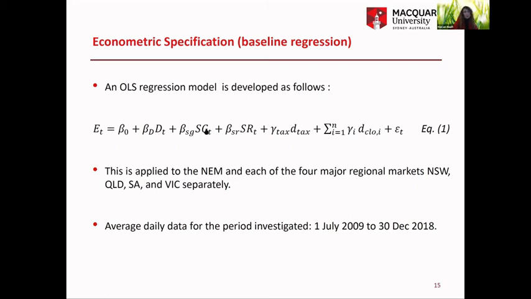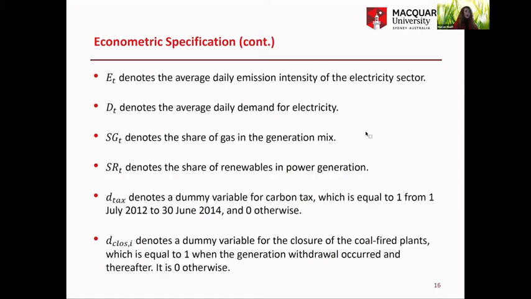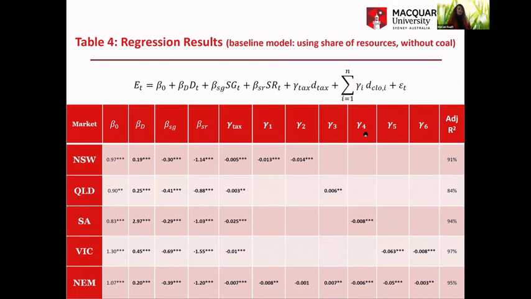We considered the share of gas, the share of renewables, and a dummy variable to capture the impact of the carbon tax on emission intensity. And of course, we take into consideration the closure of coal-fired plants by defining these dummy variables. And what we see here is the result.